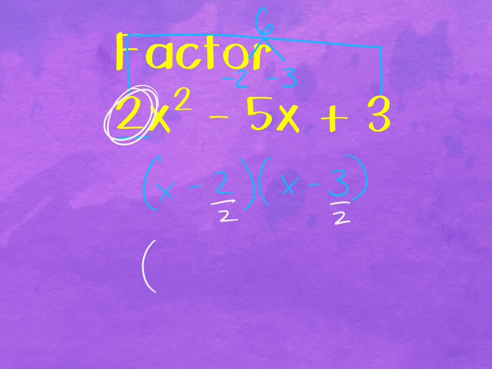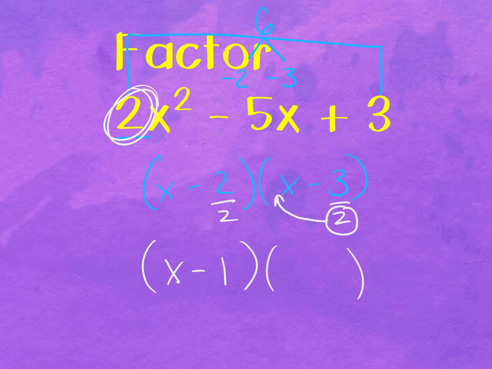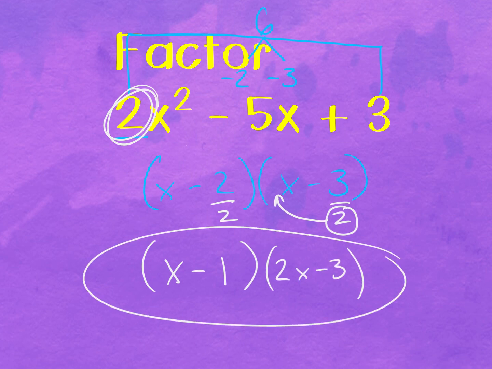Simplify the fractions if you can. So what's 2 divided by 2? Awesome. Our first parentheses is x minus 1. If we can't divide by 2, what do we do? Move it in front of the x. So what would our second parentheses be? 2x minus 3. Awesome. That would be our answer.